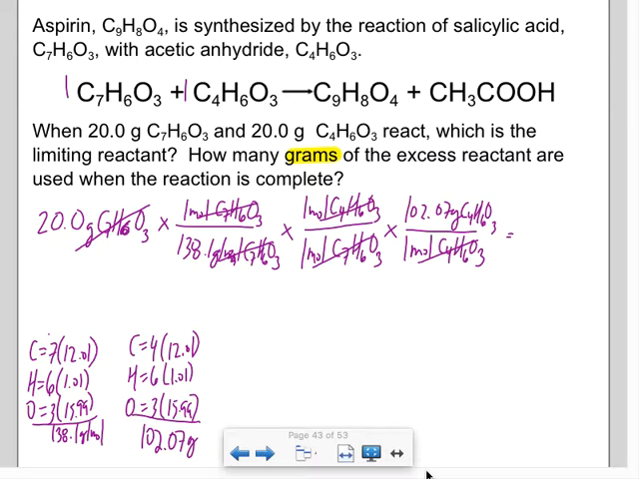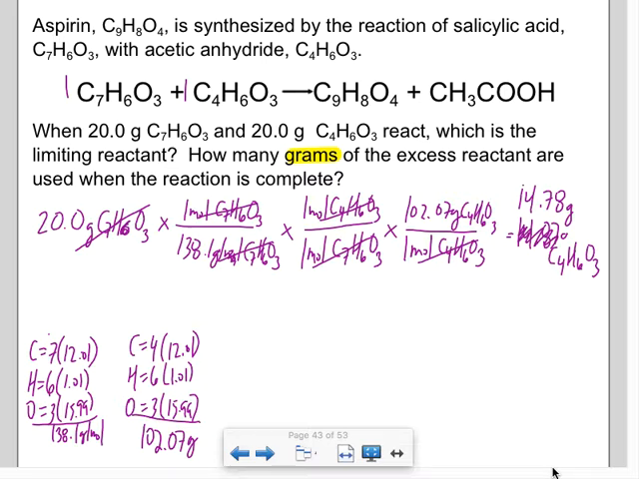So multiply across: 20 times 1 divided by 138.1 times 1 divided by 1 times 102.07, and I get 14.78 grams of C4H6O3.